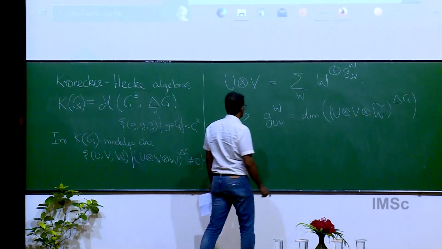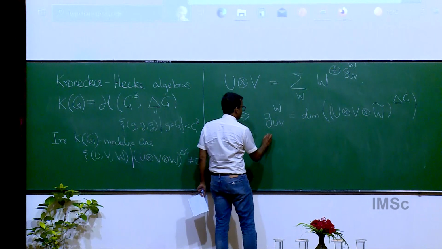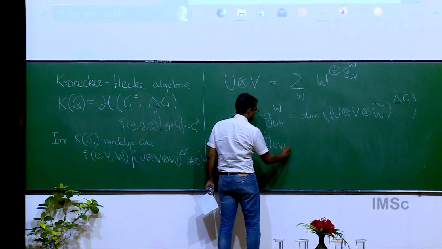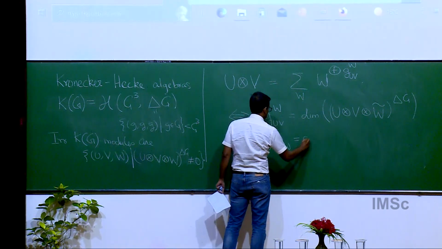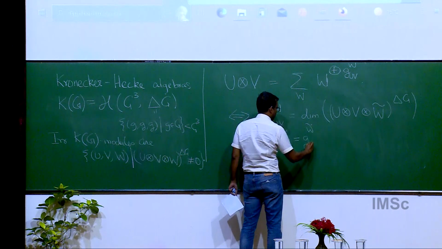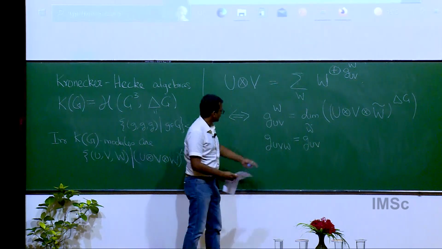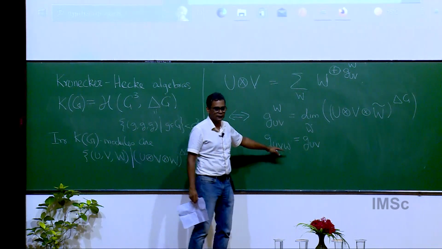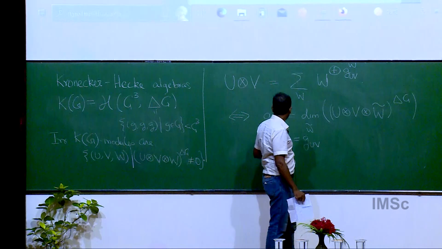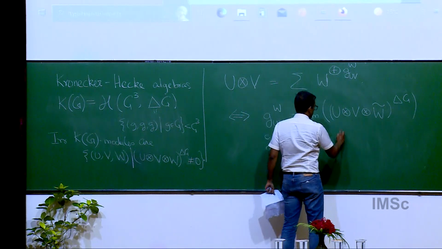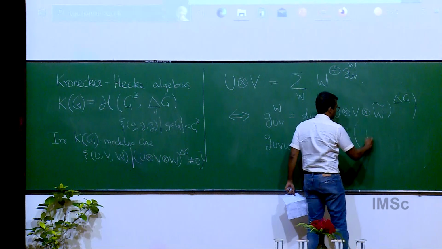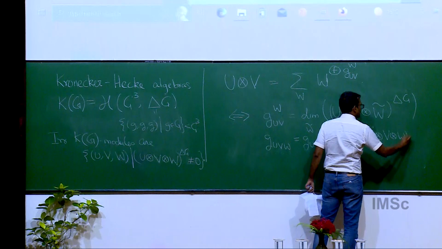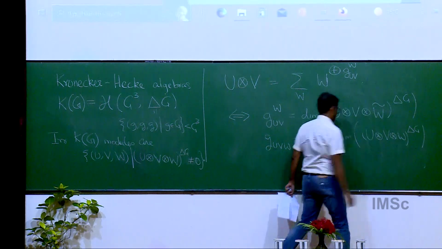So what you see is that I can modify this definition a little bit and define g(U, V, W) to be g(W tilde, U, V). And this has the advantage of becoming more symmetric in the three arguments U, V, and W. And so g(U, V, W) is just the dimension of the invariants of U tensor V tensor W under the diagonal action of G.